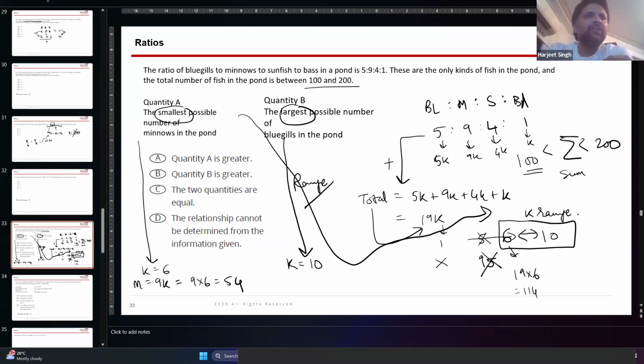K least will give you least number, K highest will give you highest number. So K equal to 10, but the bluegills are how many? 5K. So 5 into 10 will give us 50. So clearly 54 is greater than 50. So answer is A.